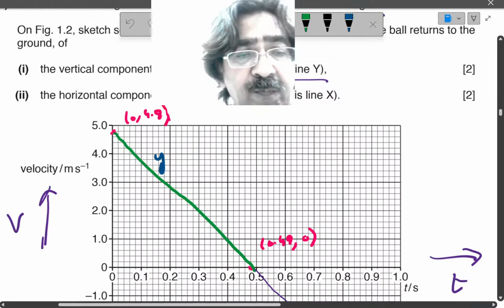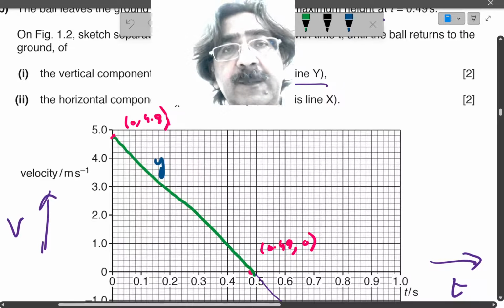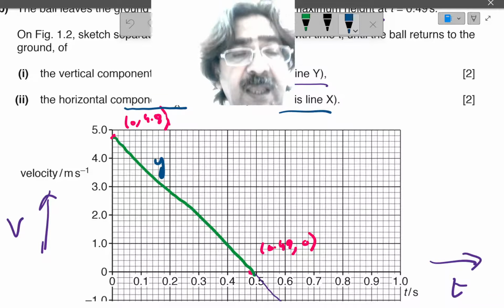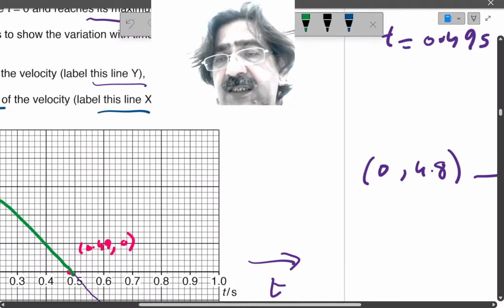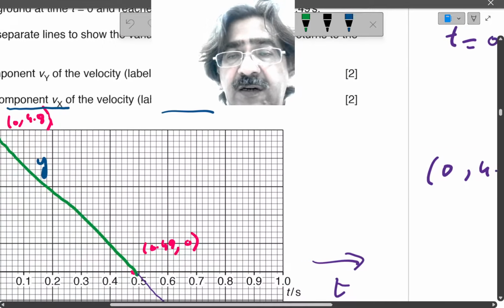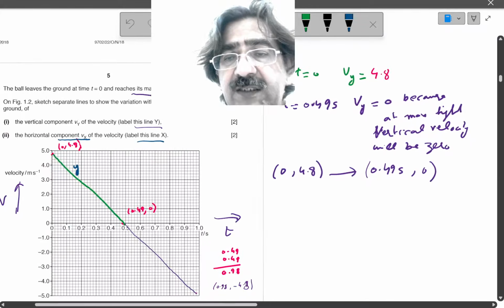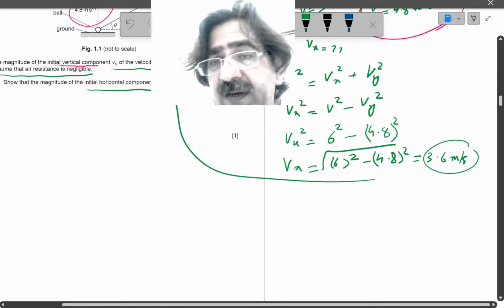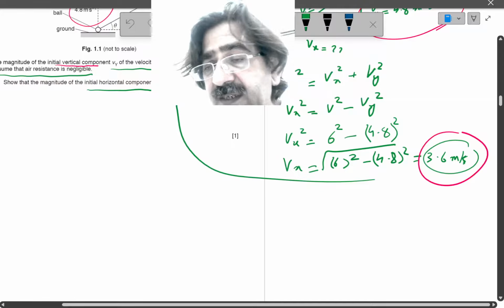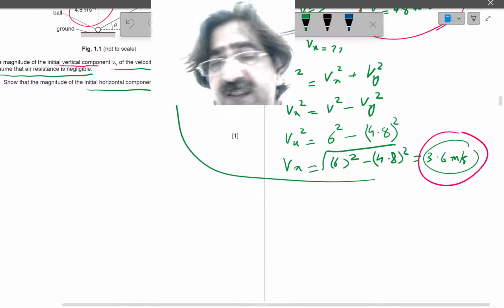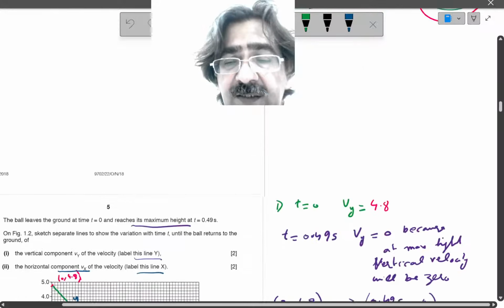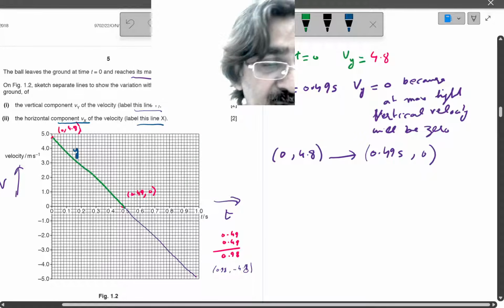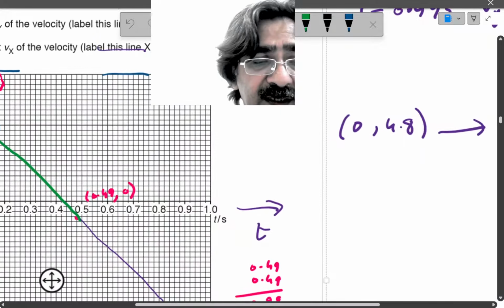Okay, for the second part we have to find the horizontal component Vx, and it must be labeled as horizontal. The horizontal velocity is constant because there is no variation in horizontal velocity. Horizontal velocity is 3.6 meters per second, and this will be constant. There will be no variation with respect to time. So I have to consider 3.6.